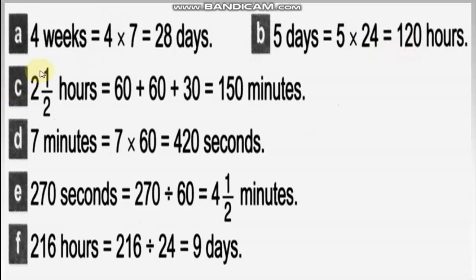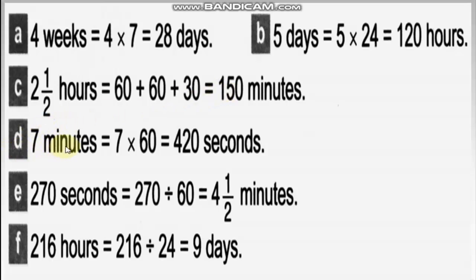Letter C. 2.5 hours equals how many minutes? We know that 1 hour equals 60 minutes, and we have here 2 hours, that means 60 plus 60, and half an hour equals 30. So 60 plus 60 plus 30: 0 plus 0 plus 0 equals 0. 6 plus 6 equals 12. 12 plus 3 equals 15. The result here will be 150 minutes.